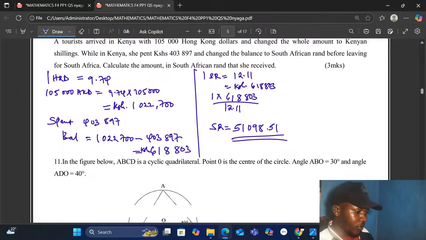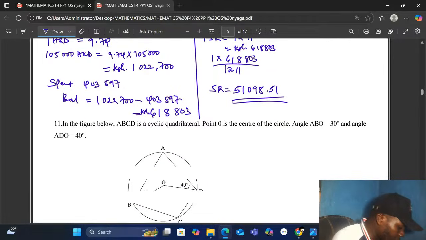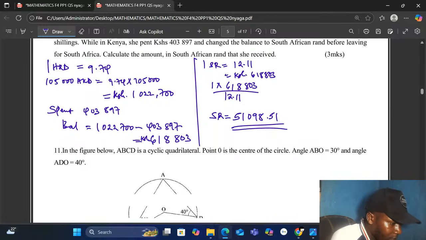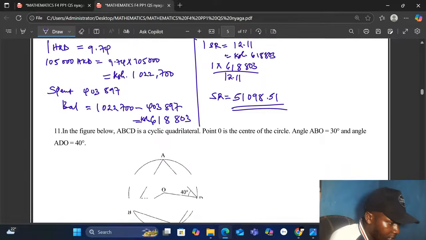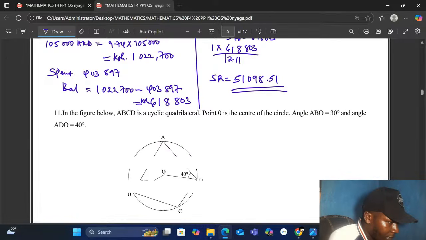Now we move to question 11, but before that I'd like to acknowledge the following. So we have Winnie saying this is paper 2. We are dealing with, this is paper 1. We are having a look at this paper 1 NYAGA. Paper 1.